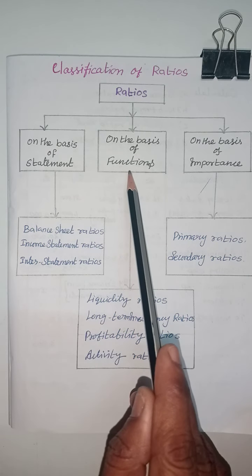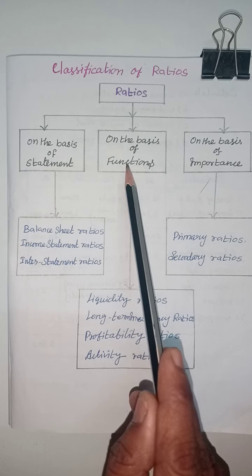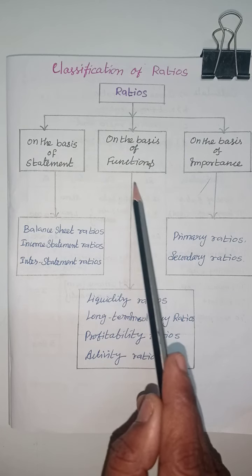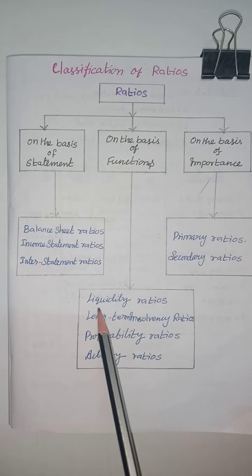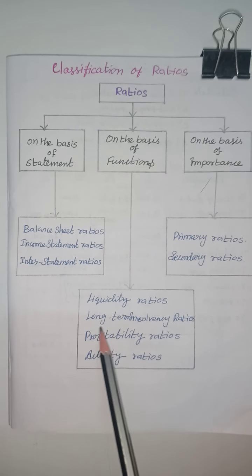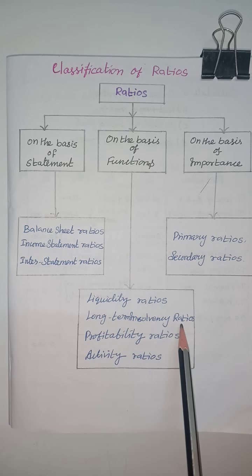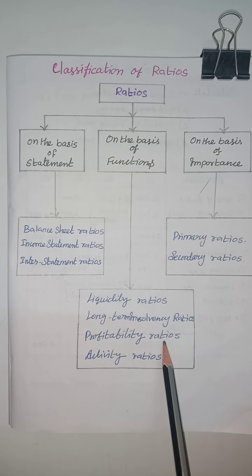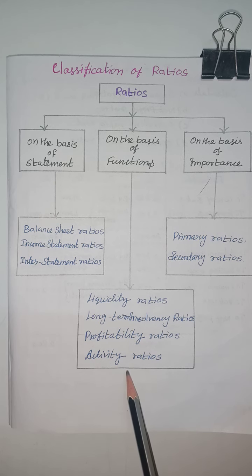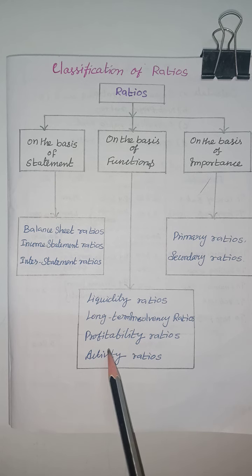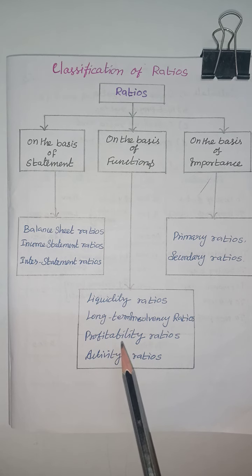Next is the classification on the basis of functions. The function-wise classification of ratios is liquidity ratios, long term solvency ratios, profitability ratios, and activity ratios. These ratios are the functions or tests of the ratios.